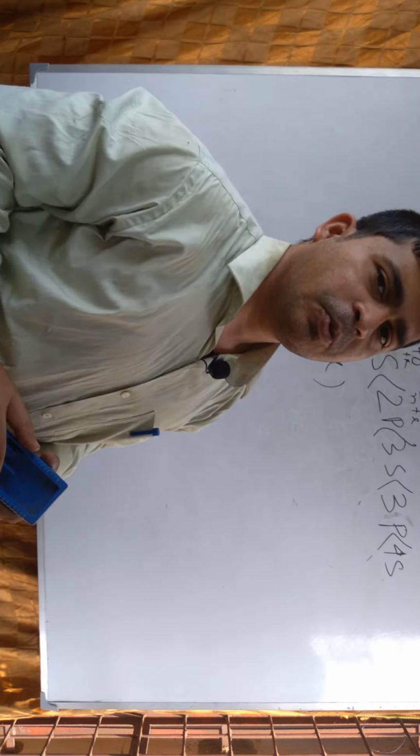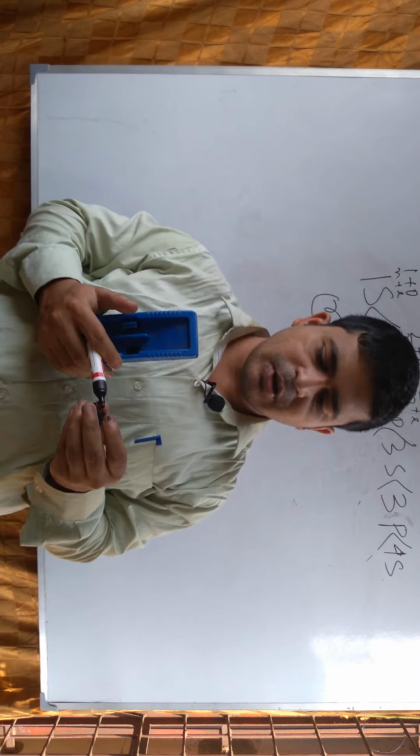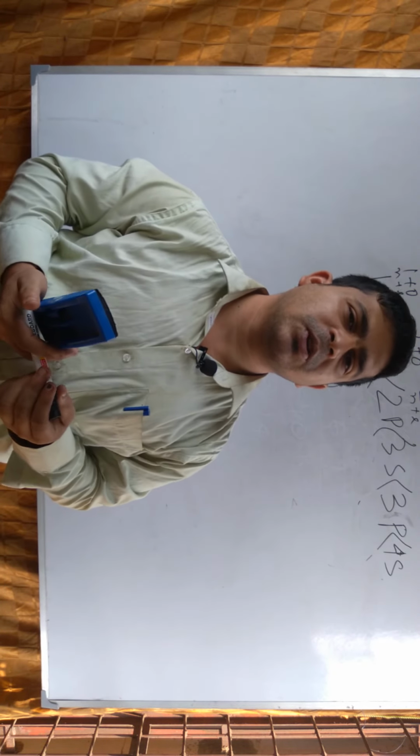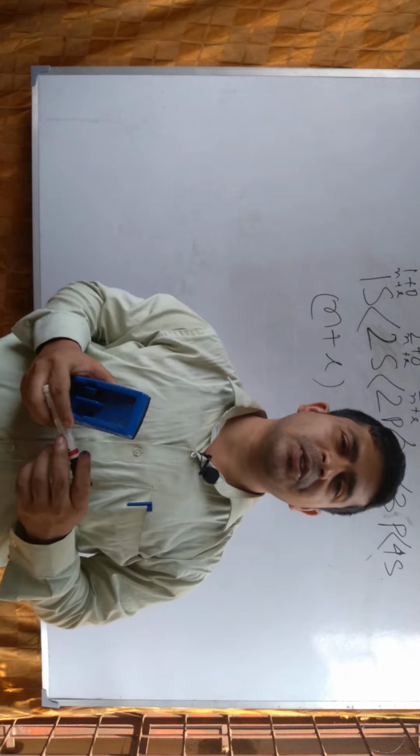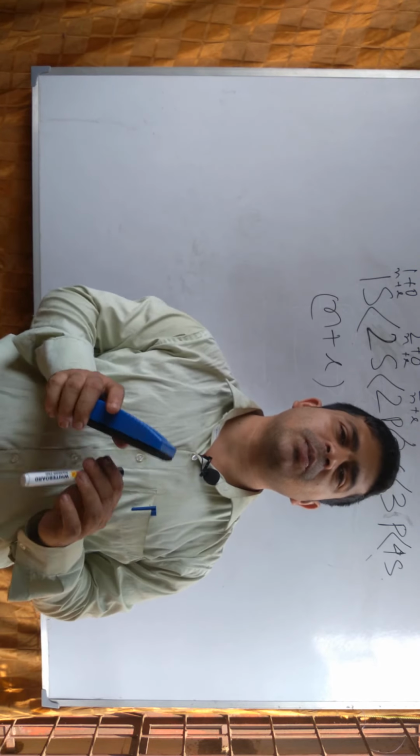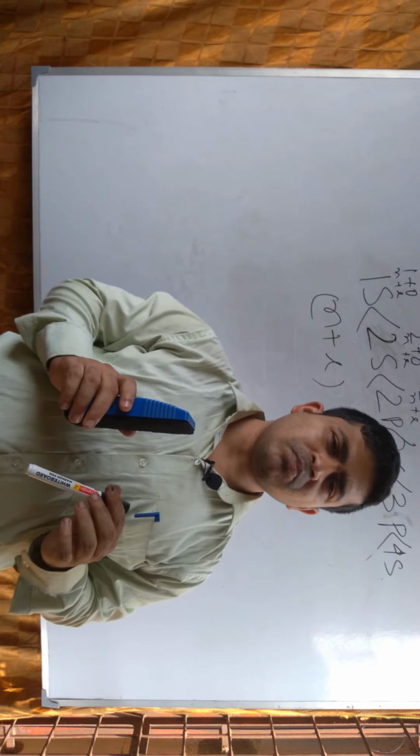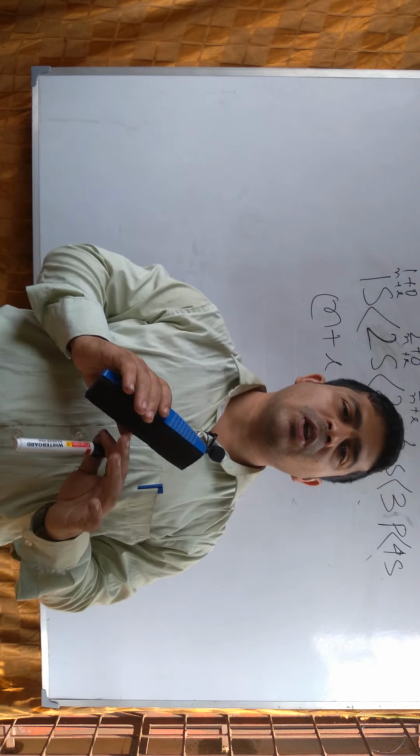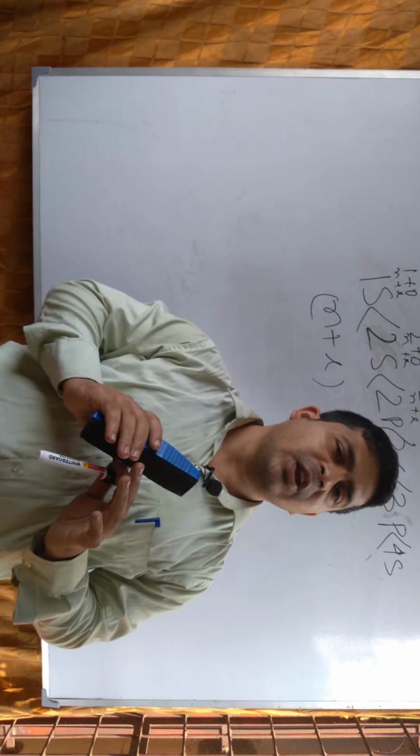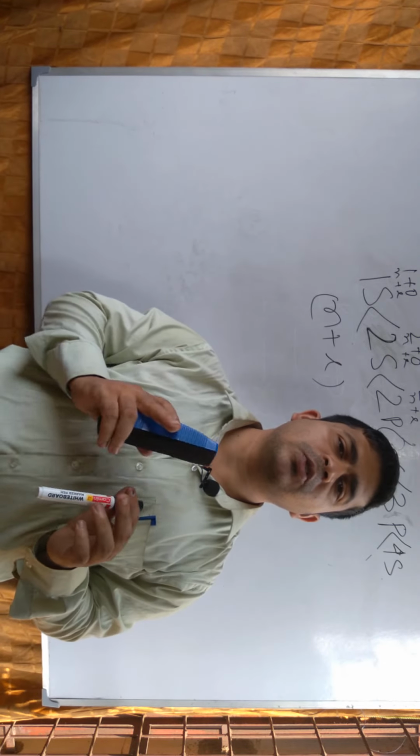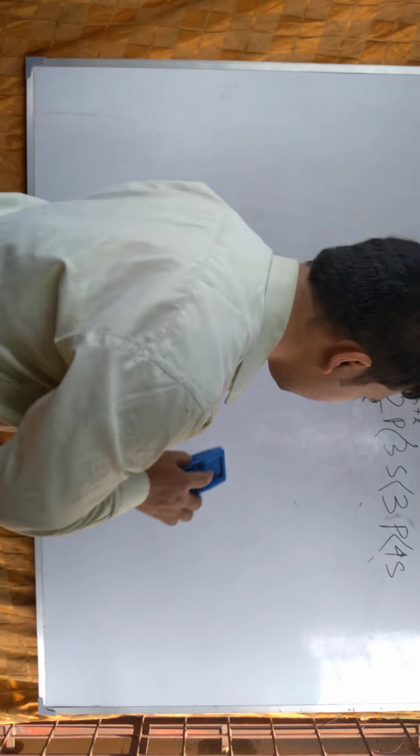We have to know the second principle, that is Pauli's exclusion principle. According to Pauli, no 2 electrons have all 4 quantum numbers with the same values. That means for 2 electrons, all 4 quantum numbers cannot be the same. One quantum number value should be different.